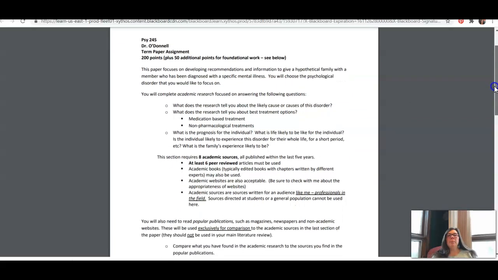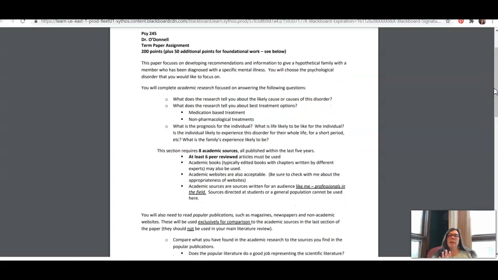So the main point of the term paper is that you are going to pick a specific DSM-5 disorder. We're going to talk a lot about the DSM-5. You'll be familiar with it. It's also all of the disorders your textbook discusses. And so you're going to pick a specific disorder, not a category of disorders. So not mood disorders, not anxiety disorders, but maybe major depression or bipolar disorder or panic disorder or generalized anxiety disorder. So a very specific disorder.